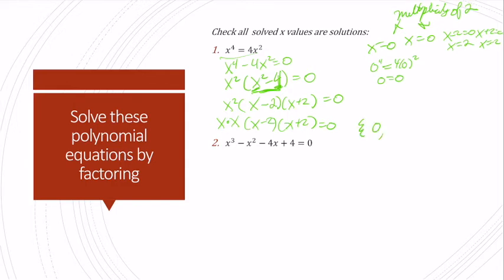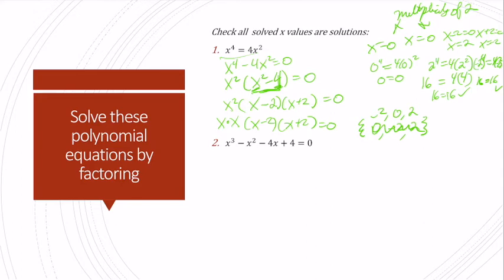I then want to try a positive 2. I've got 2 to the 4th equals 4 times 2 squared. So 2 to the 4th is 8 times 2, which is 16, equals 4 times 4, which is also 16. So good job. And the same is going to hold true for negative 2. So all three of these are in my solution set, and typically we want to write these from smallest to largest.